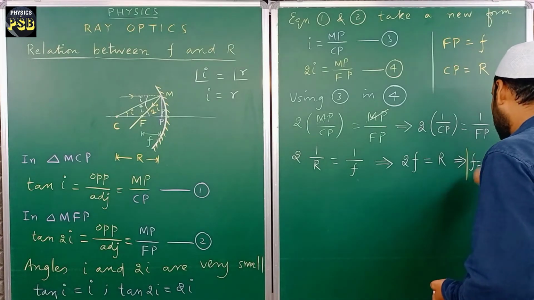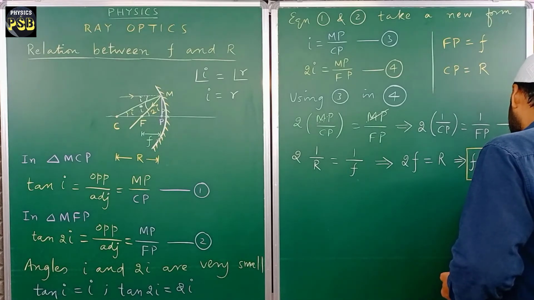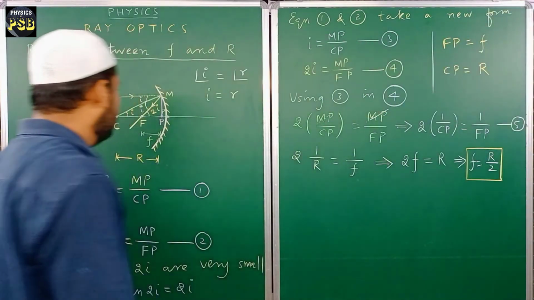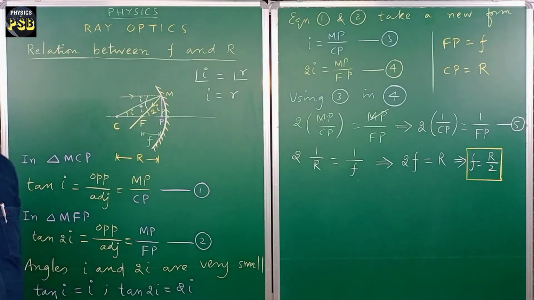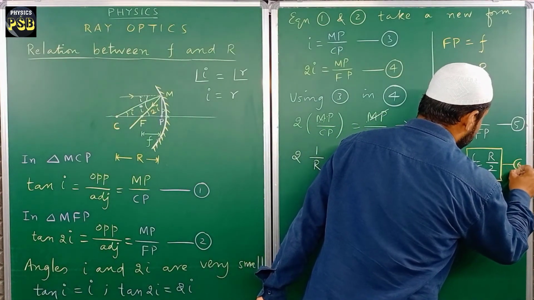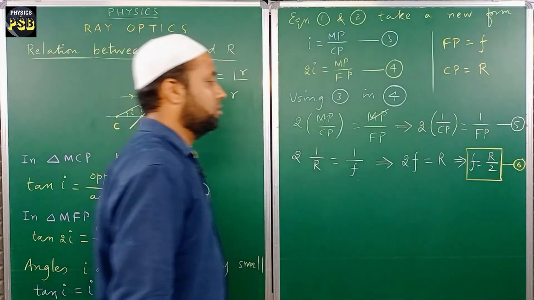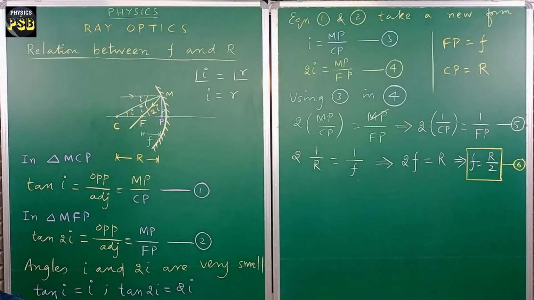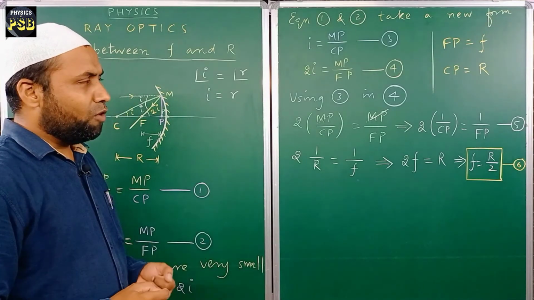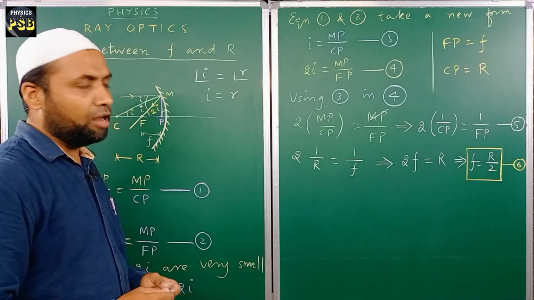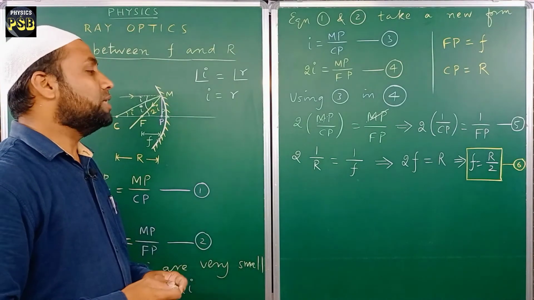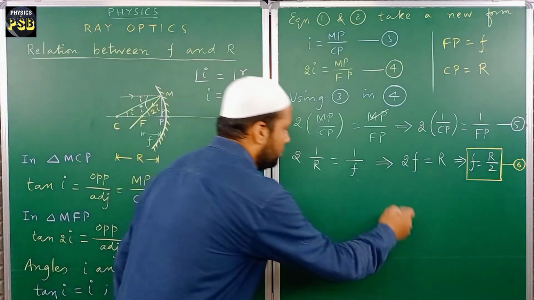So this clearly shows that the focal length of a given spherical mirror is half of the radius of curvature of that spherical mirror. Clear? This is a relation. I represent this by equation number 6. Understand? And the same thing holds good for a convex mirror as well. Now, suppose you want to find the relation between f and R for a convex mirror, then how will the diagram appear? Let me show this to you.